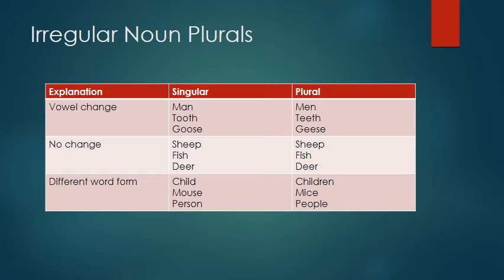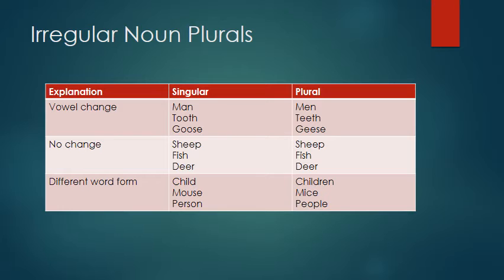Then there's some where there's no change. So one sheep, two sheep. One fish, two fish. One deer, two deer. These ones we don't pluralize. We're going to learn a little bit more about this word fish because my guess is that a lot of you guys have heard the word fishes.